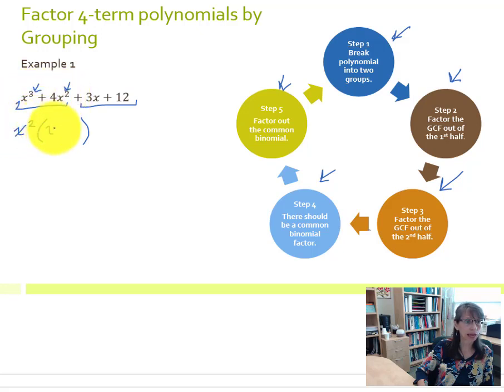X squared times x matches x cubed. X squared times something needs to match positive 4x squared. Well, notice x squared is already accounted for, but that plus 4 is not. So positive 4 is needed. Start over again with the second group. So we've got a positive 3x plus 12.